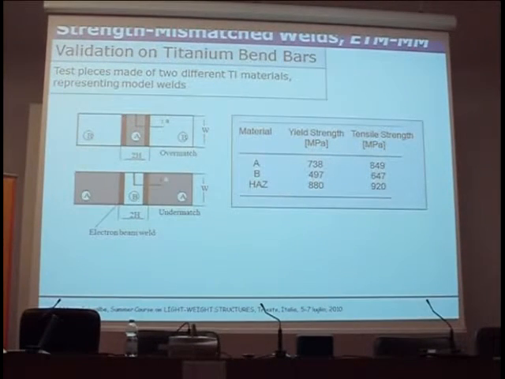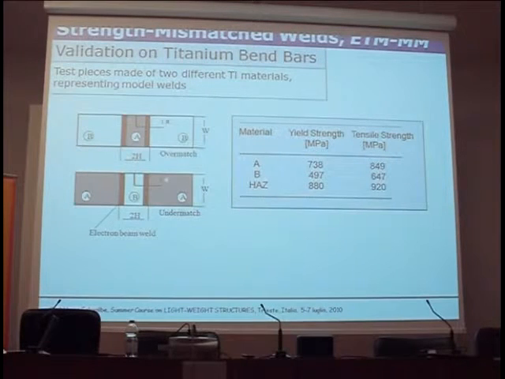Now we try the validation. So far only a little bit of theory and modeling. We created a weld, which was made of two different titaniums. And each titanium material has different strengths, as you can see here, A and B. You see it's quite a difference, it's 500 to 740. Each material served as a base material, and these two materials were welded together using electron beam welding.